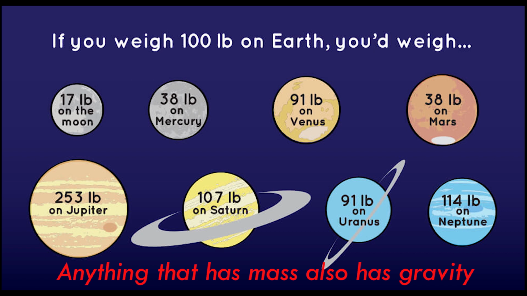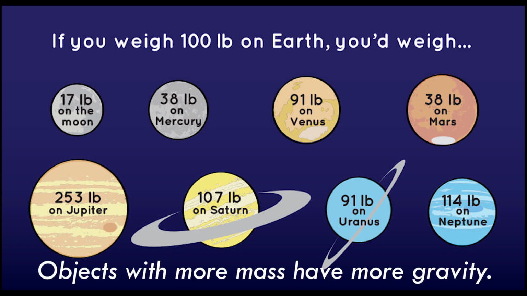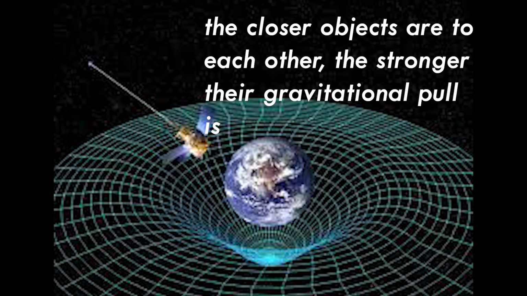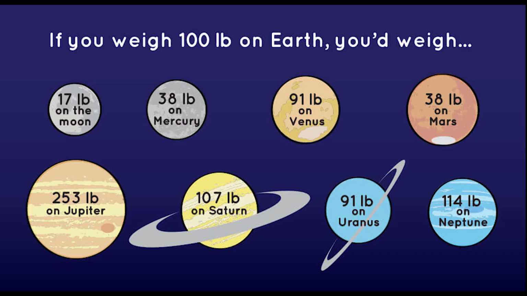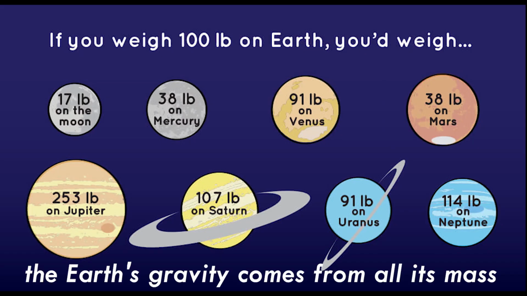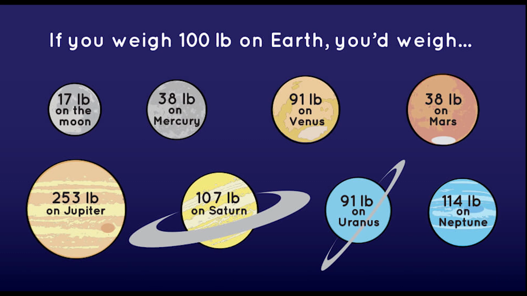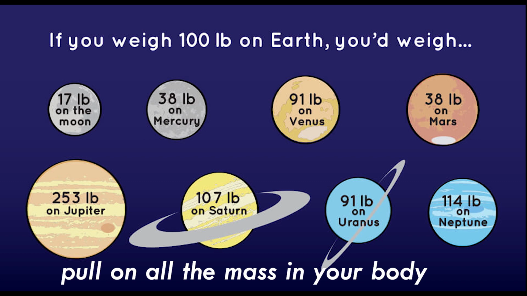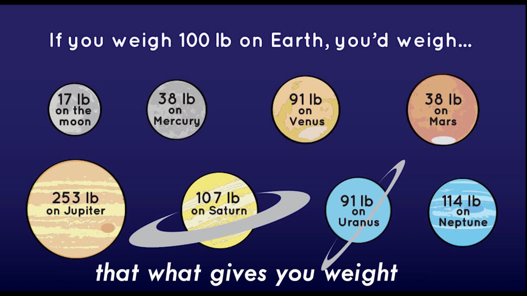Anything that has mass also has gravity. Objects with more mass have more gravity. Gravity also gets weaker with distance. So, the closer objects are to each other, the stronger their gravitational pull is. The Earth's gravity comes from all its mass. Its mass makes a combined gravitational pull on all the mass in your body. That's what gives you weight.